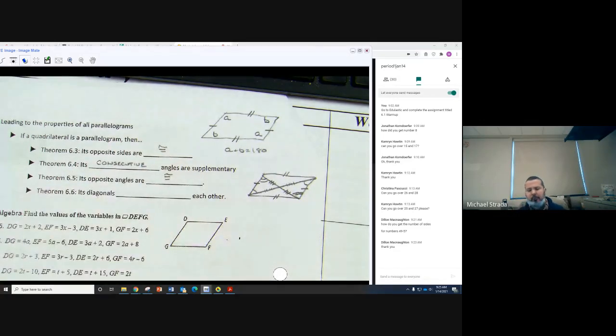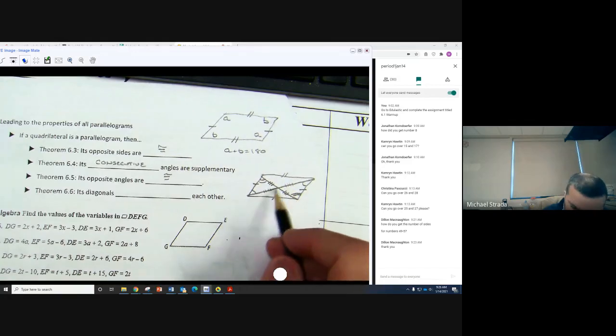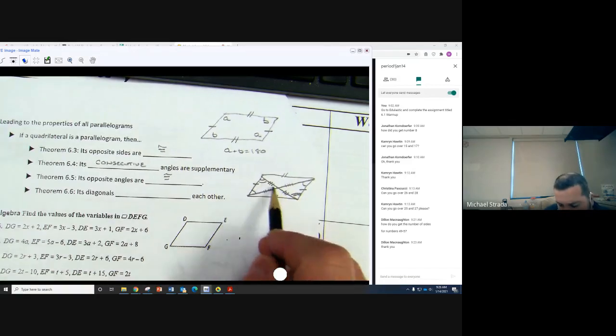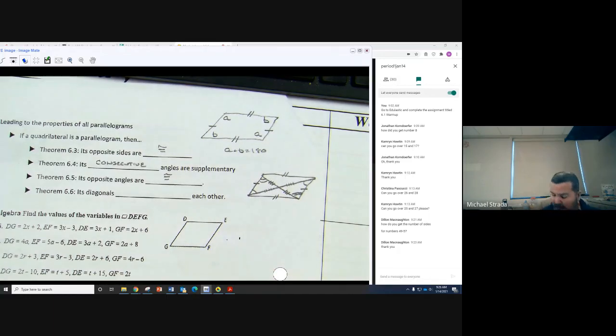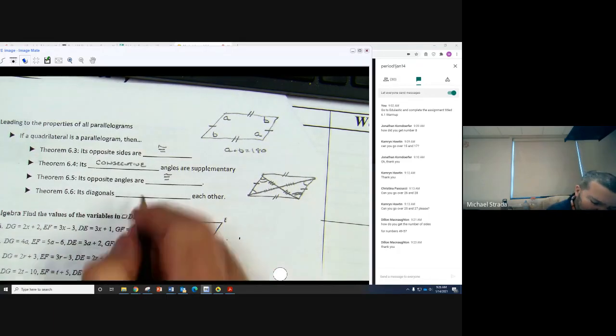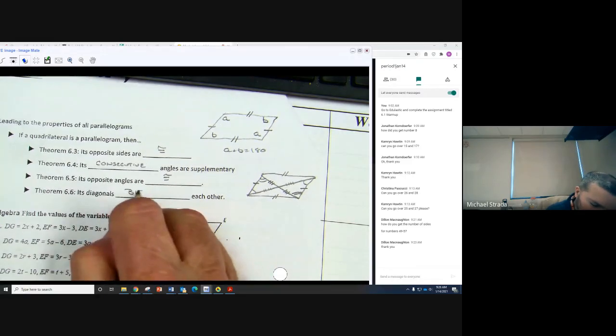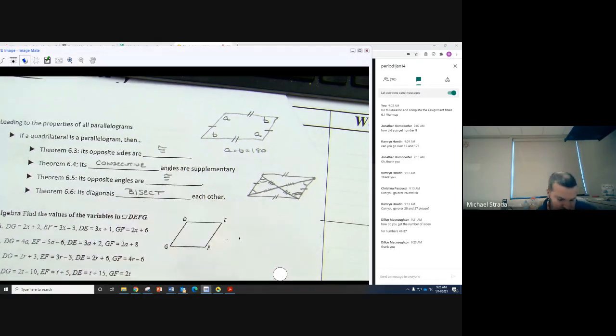We'll go through that proof next week in more detail so you're more familiar with it. What you need to realize to help you with this is if that's congruent to that, that means that's the midpoint. Same thing there. If that's congruent to that, that's the midpoint. And if two segments intersect at their midpoints, they bisect each other. So the diagonals bisect each other. Again, we'll do that proof together on Tuesday when we come back.